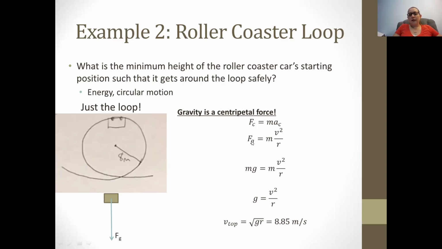Okay. We know the force of gravity is mass times g. And we can see here that on both sides of the equation, we have a mass, so that will cancel out. So g equals v squared over r, which means the velocity at the top of the loop is going to be the square root of g times r. Well, g is 9.8, r is 8. The square root of 9.8 times 8 is 8.85 meters per second. Okay, so that's how fast it will be going right at the top of the loop. That's the minimum speed it needs at the top to make it around the loop.